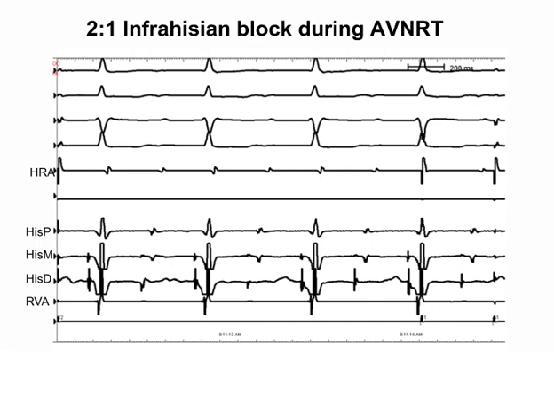Here's 2-to-1 infrahisian block during AV node reentry. So a lot of people, you look at this and you'd say, this is probably atrial tachycardia because there's block. Well, not always. One thing it definitely is not is orthodromic AVRT. You can't have AV block during orthodromic AVRT and have the thing continue. So you've ruled that out. In this case, you can see hisses. So it's infrahisian block 2-to-1. This is not that uncommon in the EP lab, particularly at the beginning of an induction.